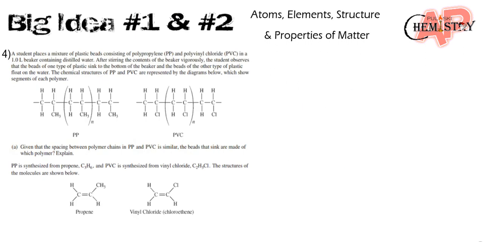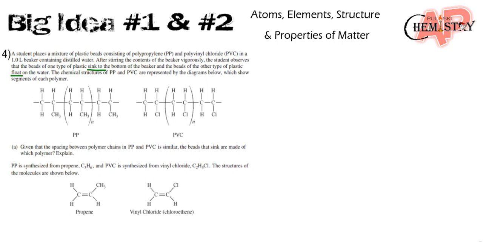All right, a student places a mixture of plastic beads. So there's these two different plastic beads. Either we have polypropylene, which we're going to call PP, or polyvinyl chloride, which is PVC. You might have heard that before. In a liter container, after stirring the contents of the beaker vigorously, the student observes that the beads of one type sink to the bottom and the other type float. So one sunk, the other was floating. And then here's the structures. A, given that the spacing between the chains are the same, the beads that sink are made of which polymer? Explain. So we're not talking about density. That's why they talked about space.